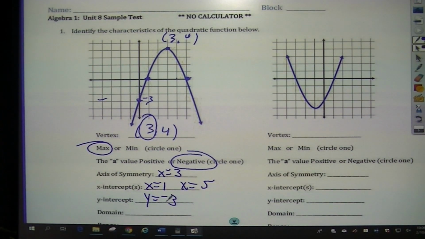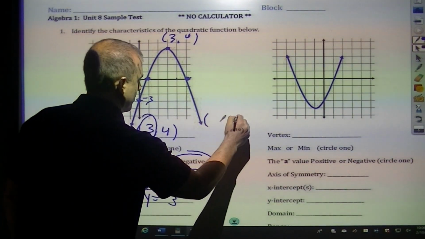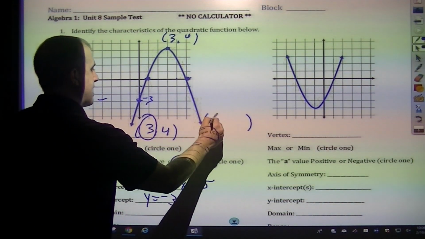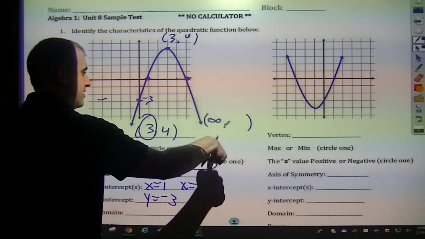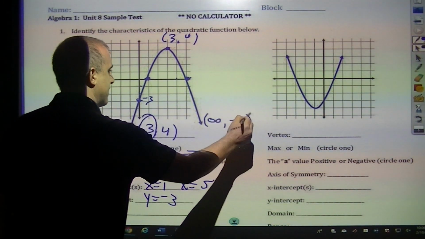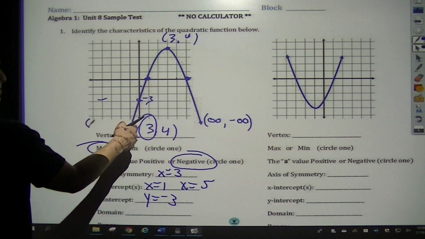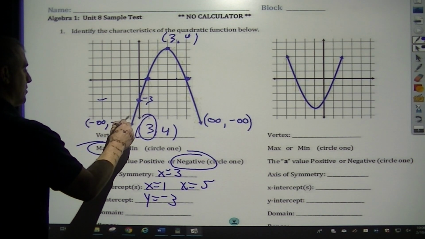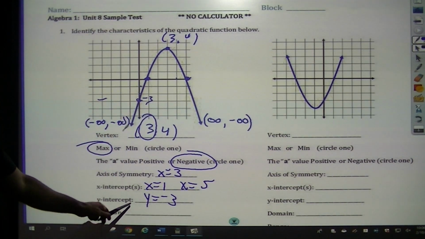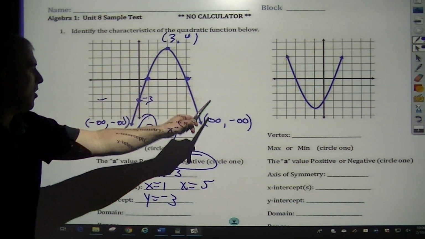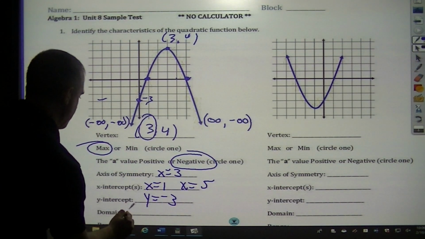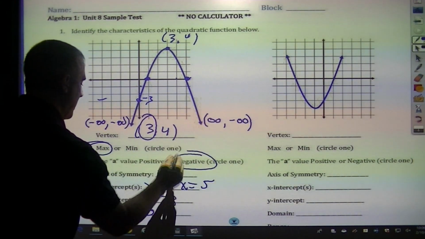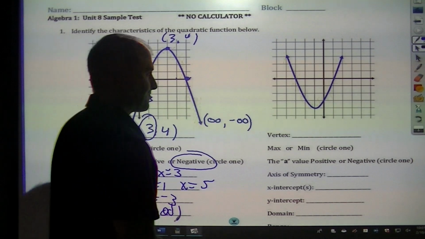To do the domain, what I'm going to do is label these arrows. This is a right arrow, so that is infinity. Since it is going down, it is negative infinity. This left arrow is also going down, so it is negative infinity. So for the domain, the smallest x value is negative infinity, and the biggest is positive infinity.